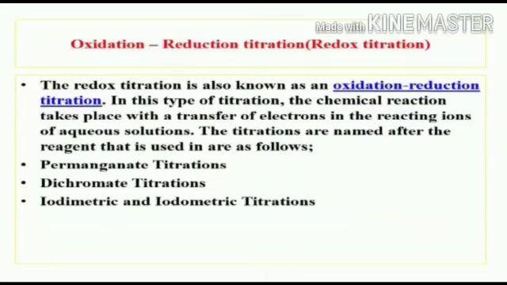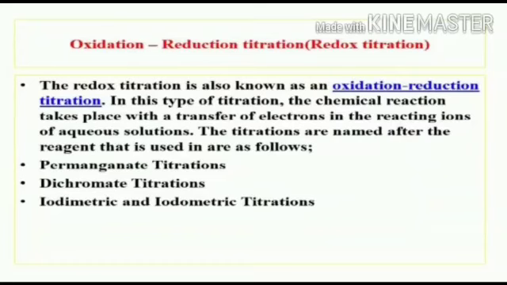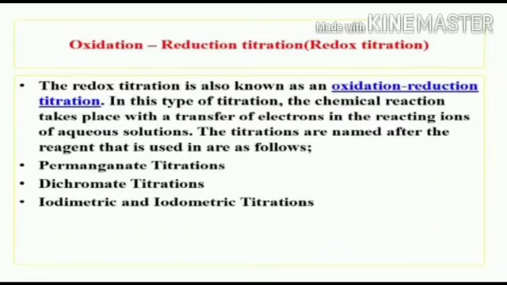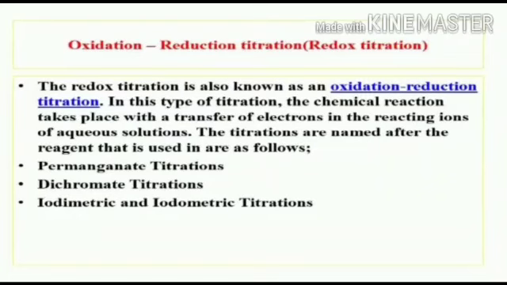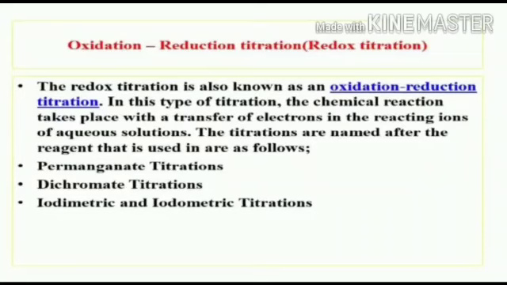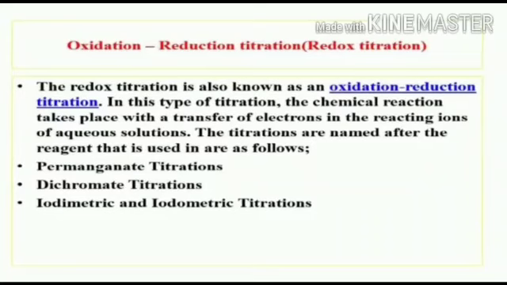Redox titration. The redox titration is also known as oxidation reduction titration. In this type of titration, the chemical reaction takes place with the transfer of electrons in the reacting ions of aqueous solutions. The titrations are named after the reagent that is used in the titrations. Examples: permanganate titrations, dichromate titrations, iodometric and iodimetric titrations.